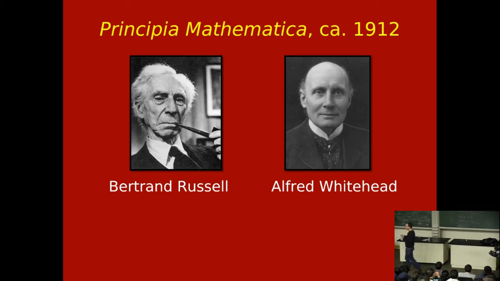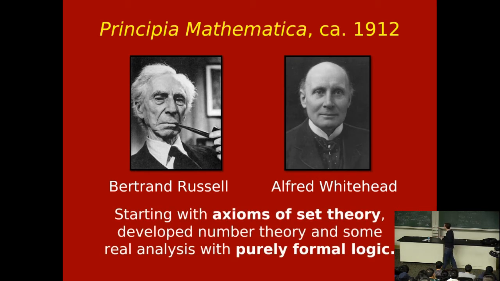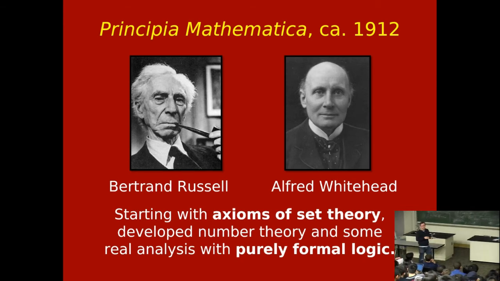These two people, Russell and Whitehead, decided they were going to try to prove everything in math in a completely rigorous way, starting from super basic axioms. So they started a book project to do this called Principia Mathematica, and they worked on it for 10 years or 20 years, I can't remember, a long time. They started with some basic axioms, and they developed number theory and some arithmetic, real analysis, using purely formal logic.